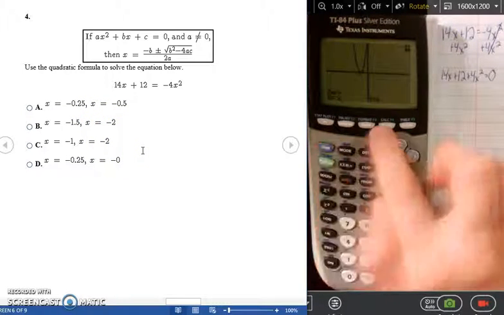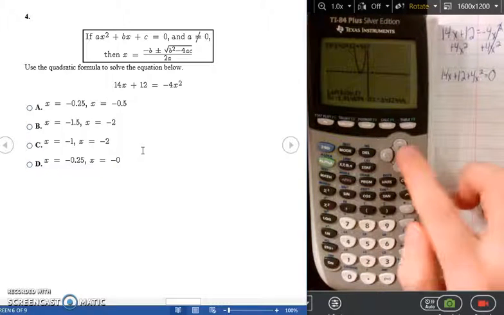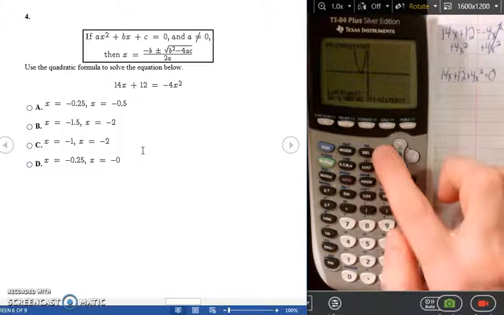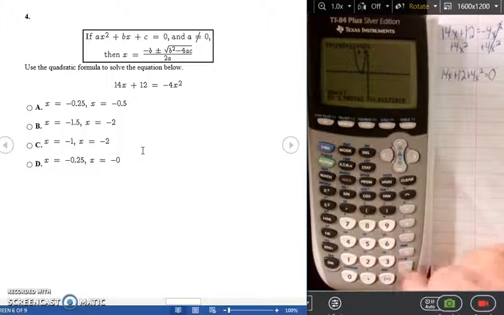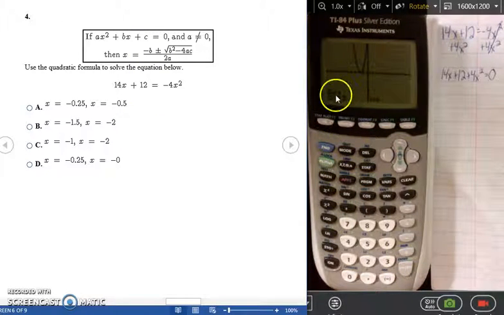So I'm going to do second calc again, choice 2, and I'm going to move the spider to the left of the intercept, press enter, move it to the right, press enter, move it as close as I can to the actual intercept and press enter. And here it tells me that my other answer is going to be -1.5. So the answer that has -1.5 and -2 is going to be choice B.